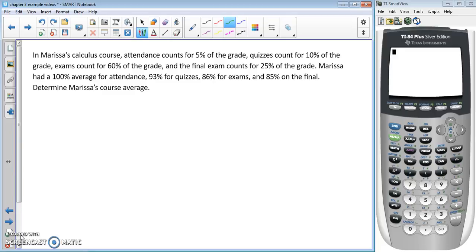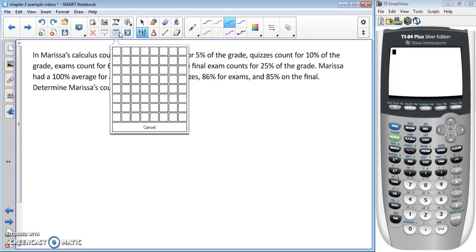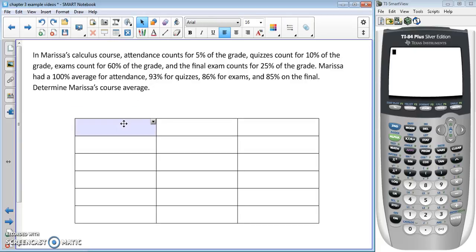She made 100 for her attendance, 93 for her quizzes, 86 for her exams, and then 85 on the final. And we want to know what her course average is. So we have some values here. I'll make a table here.